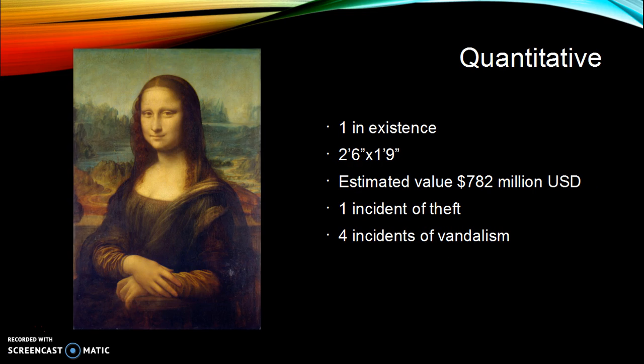Now, if we move on to quantitative and measure it numerically, we can say that there is one Mona Lisa in existence. It is 2 foot 6 inches tall by 1 foot 9 inches wide. It has an estimated value of $782 million US. There's 1 incident of theft in all of its history, and there are 4 incidents of vandalism. All of these things can be measured numerically.